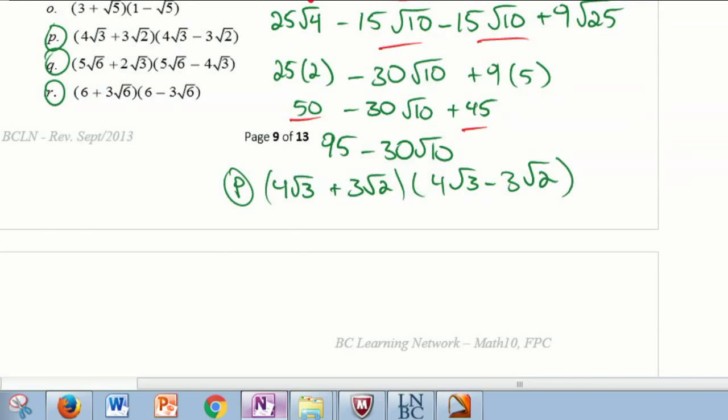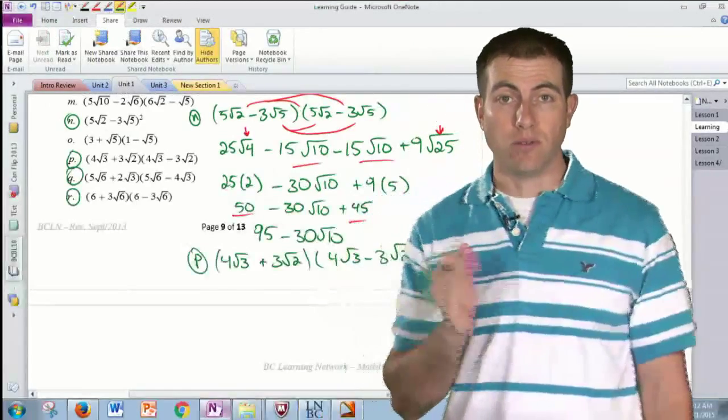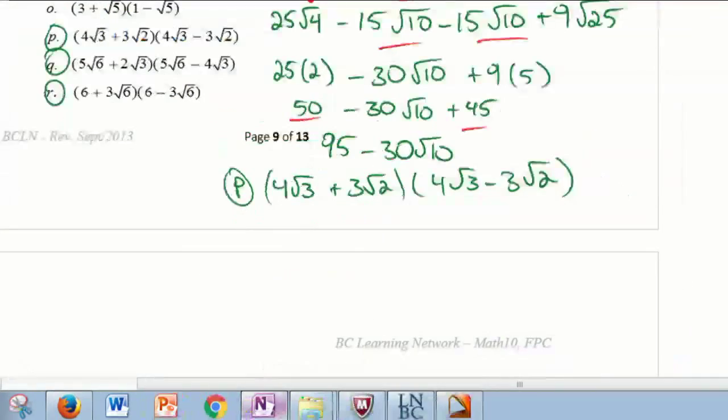Same process. Can I simplify anything? No. All right, I need to FOIL. First, outside, inside, last. Let's do some multiplication. 4 times 4 gives me 16. Root 3 times root 3 is root 9. So that's my first ones. I have the 4 times the negative 3 is negative 12. The root 3 times the root 2 is root 6. The inside two, 3 and 4, is positive 12, and 3 and 2 is 6. And then the last two, negative 9 root 4.